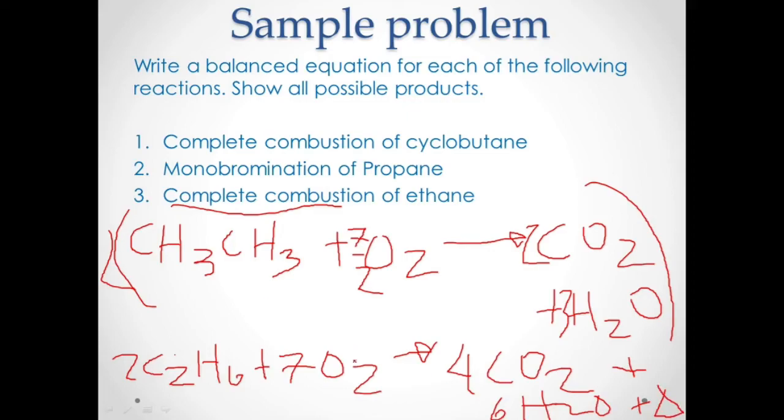Okay, so check your final answer. You have 2 times 2, that becomes 4, so you have 4 carbon. 2 times 6, that is 12 hydrogen. 6 times 2, that is 12. 4 times 2, that becomes 8. 8 plus 6 is 14. 7 times 2, that is 14. So this will now be your final balanced chemical reaction for the combustion of ethane. Okay, next.